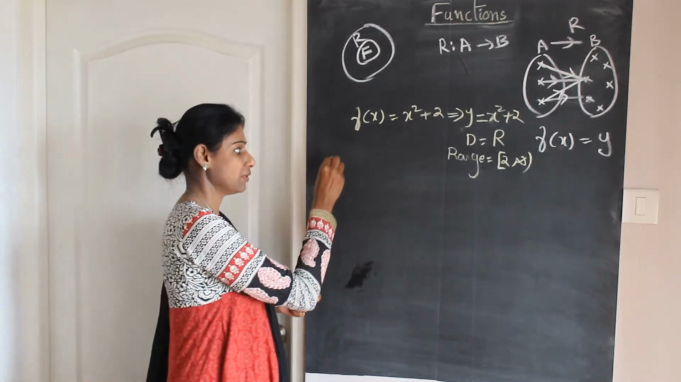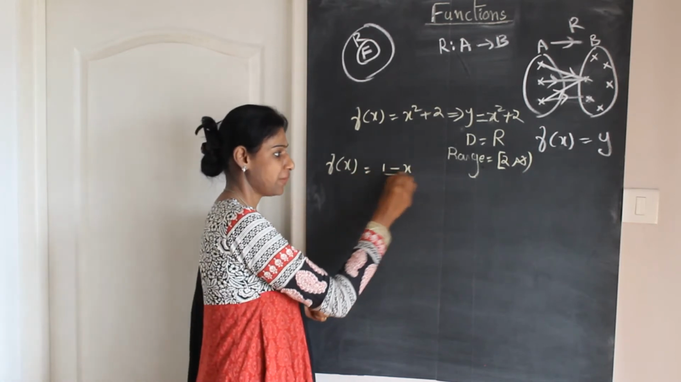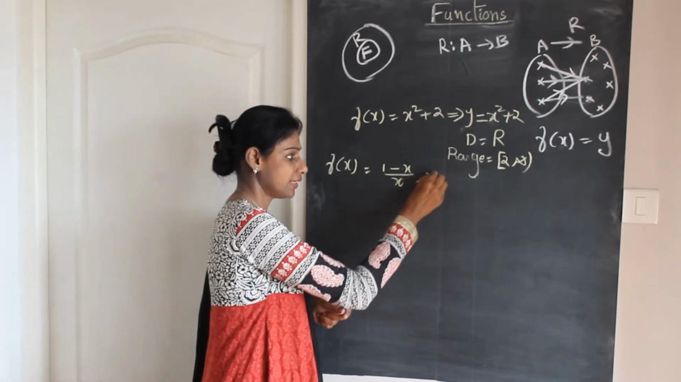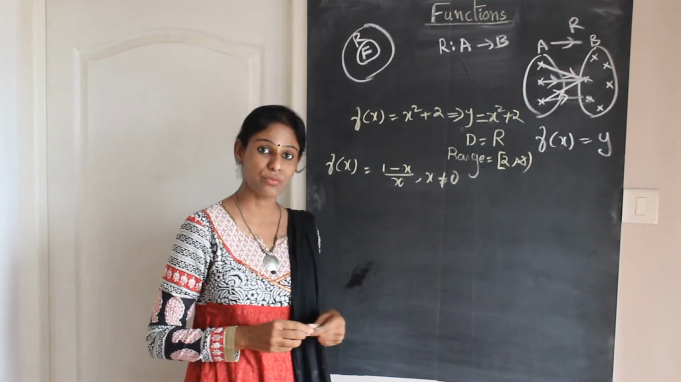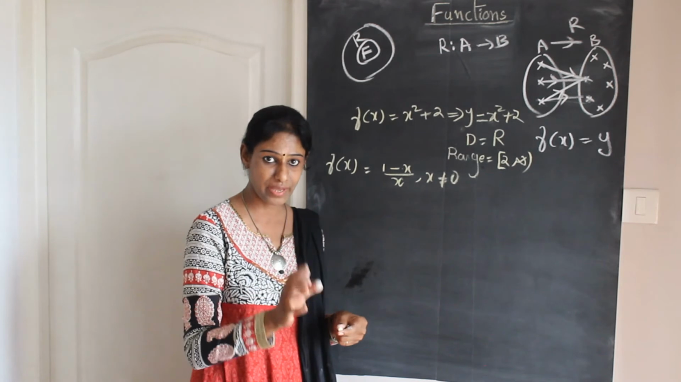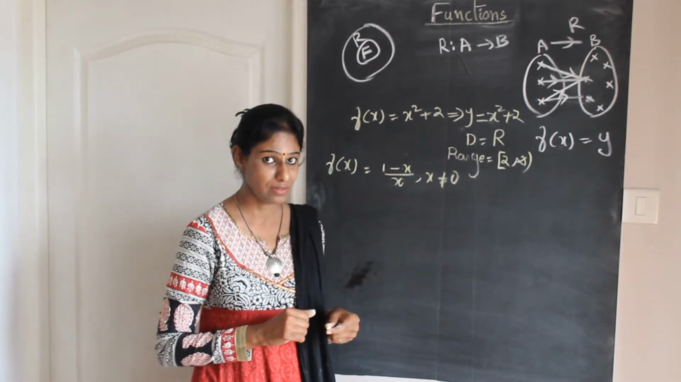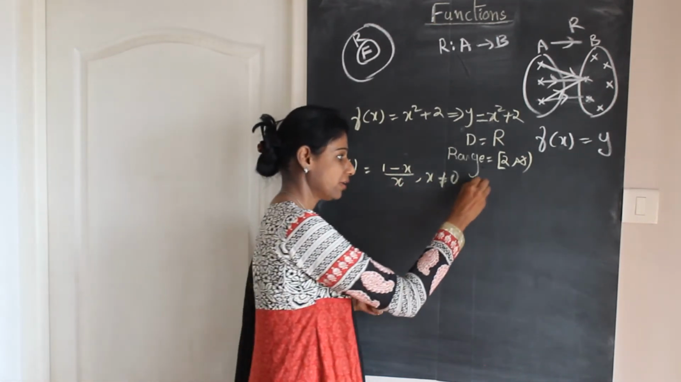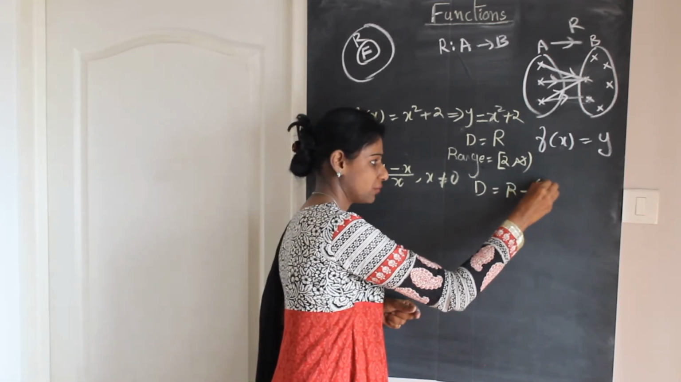Now another example. f of x is equal to (1 minus x) by x. Whenever we write a fraction like this, we write there x not equal to 0. Why x not equal to 0? Because when x is equal to 0, this fraction is not possible. That is the only value of x, that is 0, for which this is not possible. So what is the domain? All other real numbers except 0. So domain here is R minus {0}.